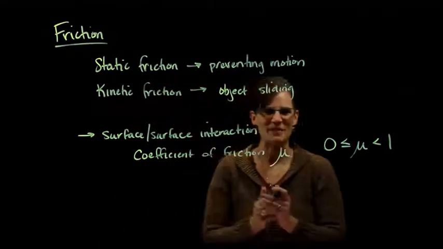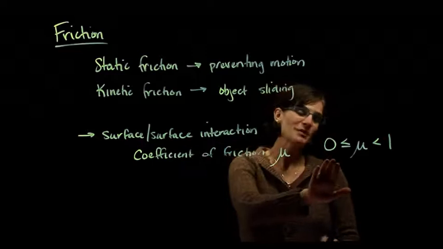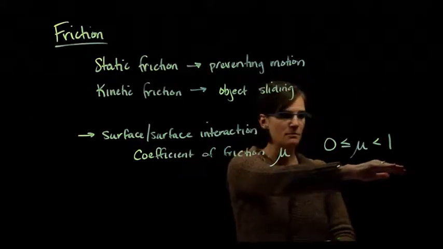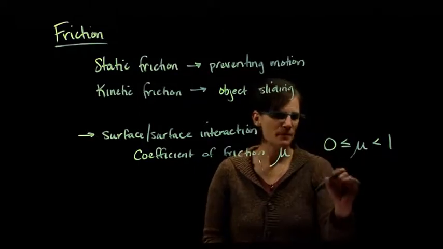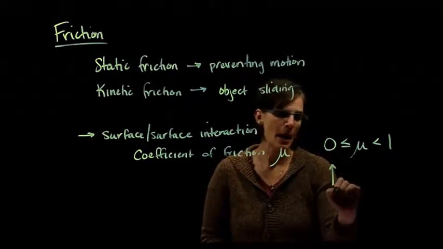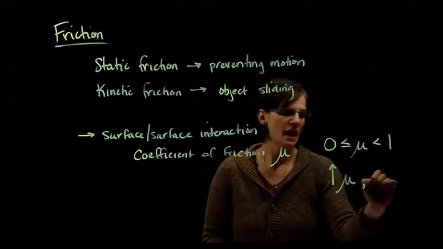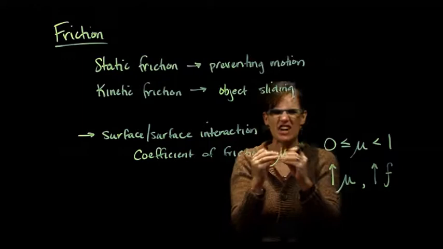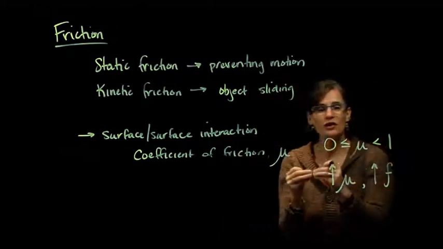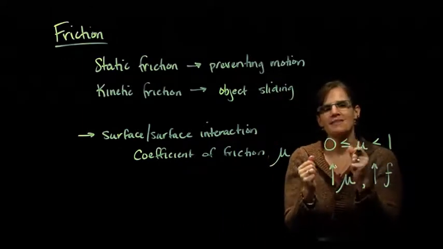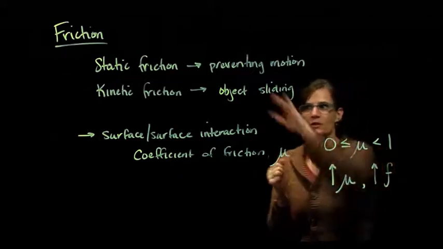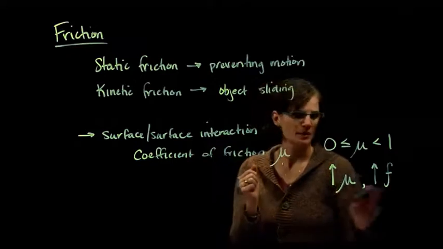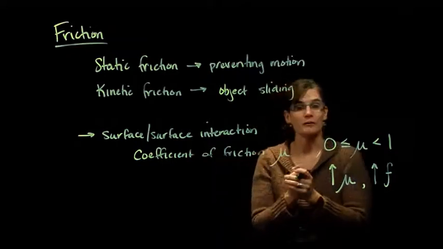How is friction dependent on mu? If 0 is the frictionless surface and 1 is the point of most friction, we keep in mind that if I increase mu, I should increase my frictional force. If I make that surface-surface interaction higher, my coefficient of friction becomes larger, then I get more friction, whether I'm static or kinetic. All right, so if I increase mu, I increase my friction.